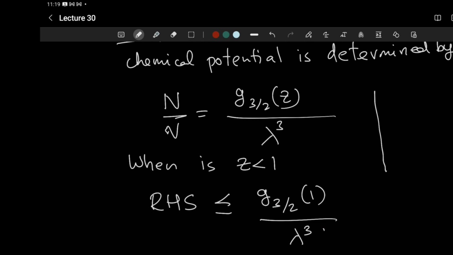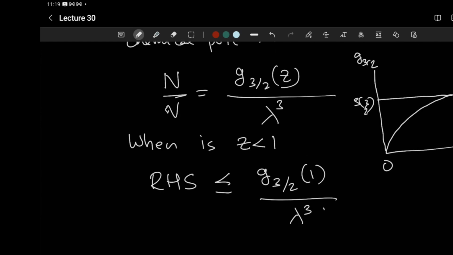If you do this plot, let's say this is the value 2.6, zeta of 3 by 2. This is the value, and let's say this is 1 and this is 0. It goes something like this. It's easy to prove that it's monotonically increasing. Okay, so it goes and saturates. So RHS is less than or equal to this. So it will be strictly less than that thing.